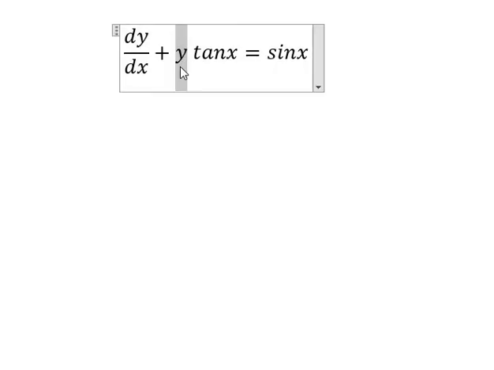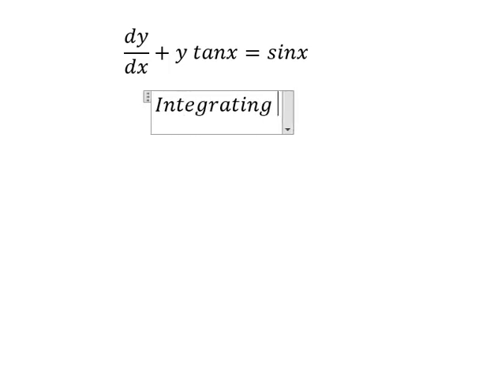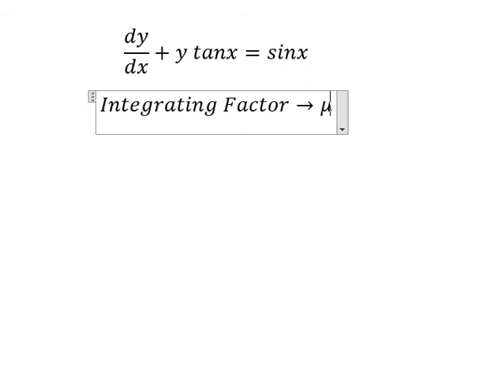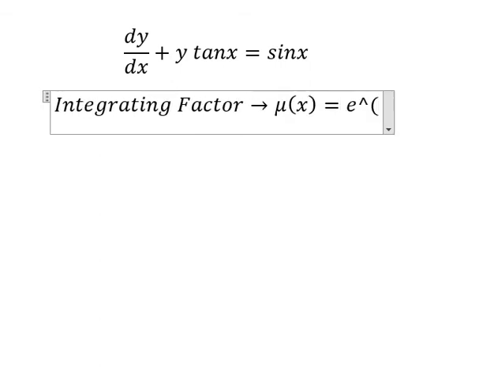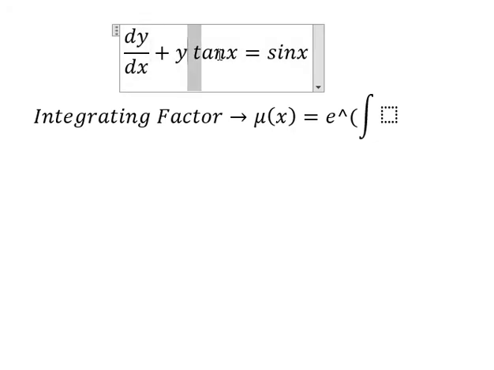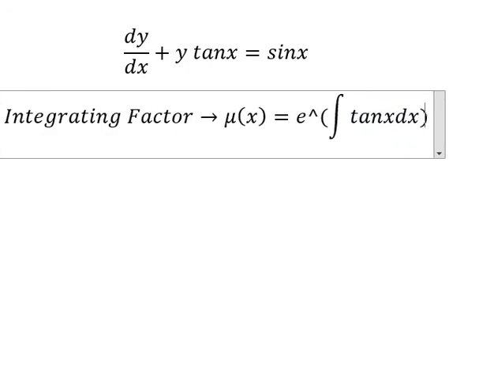We have y and the first derivative of y, so we can use an integrating factor. So we need to find mu of s, which equals e to the power of the integration. We see that positive tan s is next to y. That is the integrating factor.